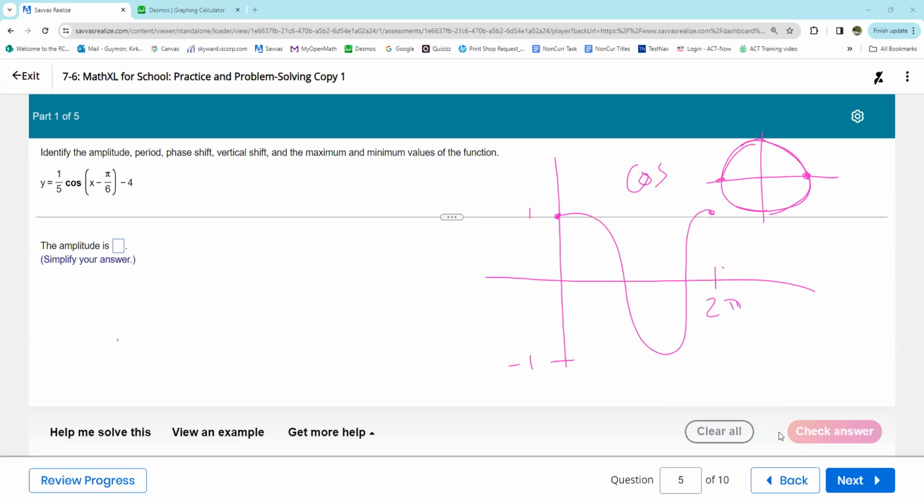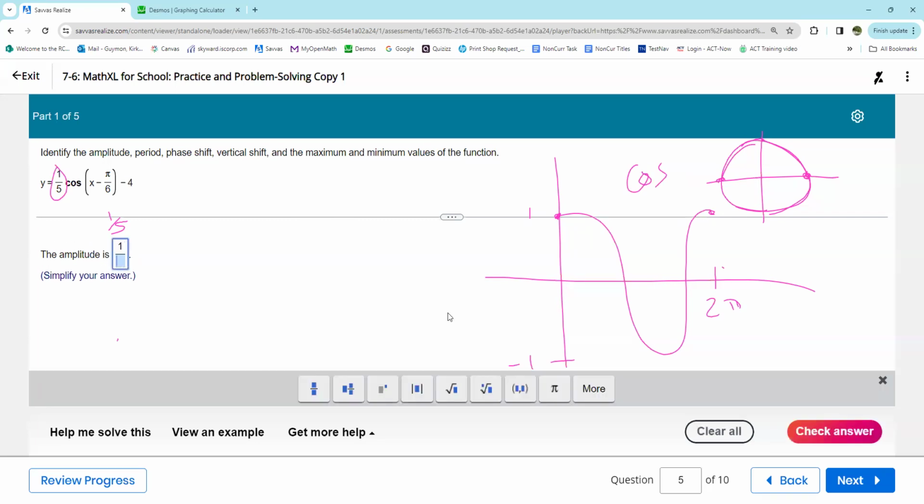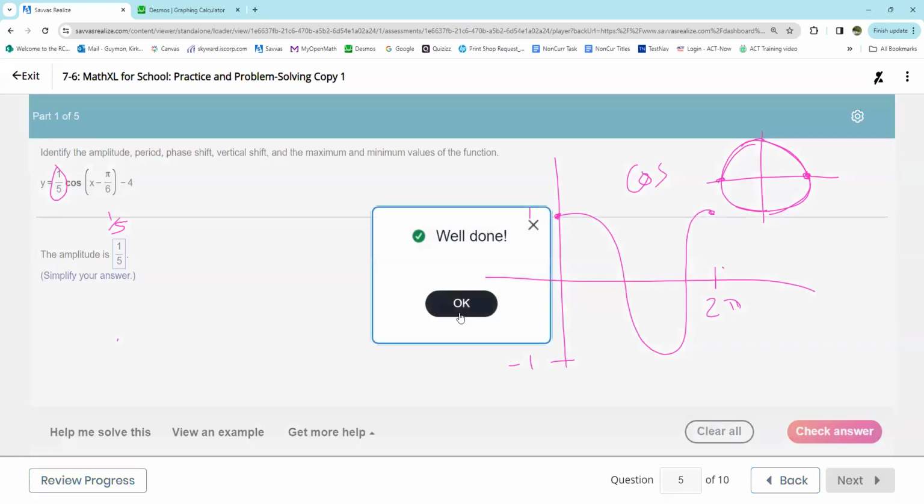But now how do we put all of these pieces in? So amplitude, right there, 1/5. Remember, amplitude's always positive. The negative part of it just flips it, but the graph will still oscillate up and down the same amount, which is your amplitude. So they usually put an absolute value on that. So my 1/5 is my amplitude.